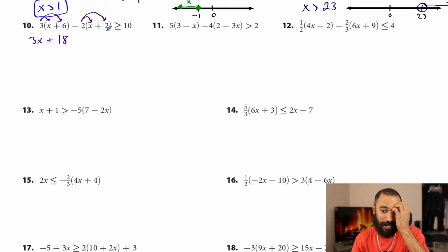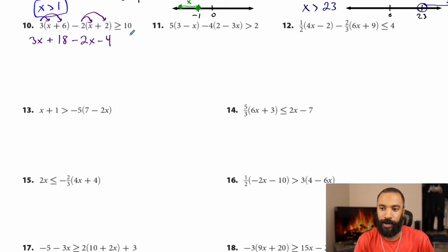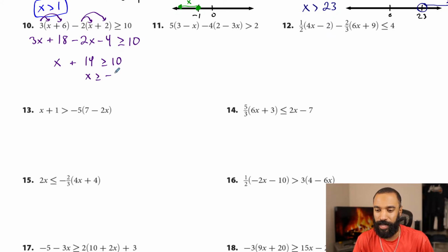Okay, distribution here. Now distributing the -2, caution, it's -2 times x and -2 times 2. That's a -4 right there. So this is greater than or equal to 10. Combine like terms. 3x minus 2x is 1x. 18 minus 4 is 14. x plus 14 is greater than or equal to 10. Subtract 14 from both sides. x is greater than or equal to -4.